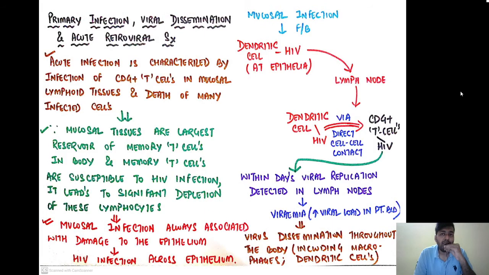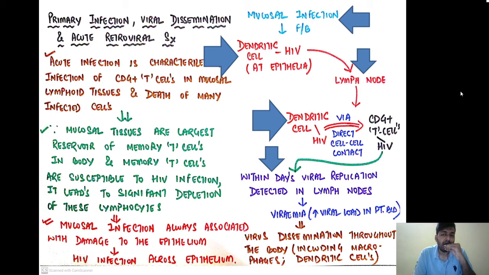So from the mucosa, the dendritic cells bind to the HIV at the level of the epithelia, and then they travel to the lymph node and present this HIV to the CD4 plus T cells via direct cell to cell contact. Now, because of the dendritic cells, as we read earlier, they are going to infect the CD4 plus T cells, and that is going to lead to viral replication and further infection of other cells inside the lymphoid tissue, and within days the viral replication can be detected in the lymph nodes. From the lymph node, this virus is going to travel to the blood, leading to viremia.